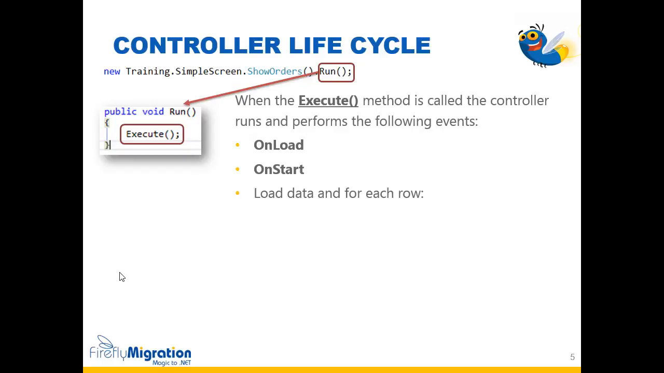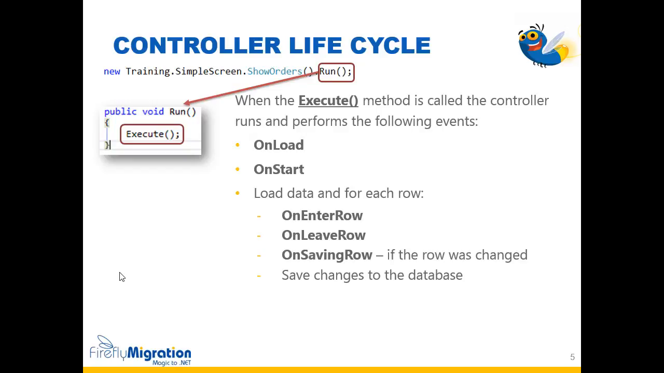Then the data will get loaded from the database, and for every row, the onEnterRow event and the onLeaveRow event will happen. The onSavingRow will happen for rows that were changed, and then those rows that were changed will be saved to the database. After the controller completes processing all of the rows in our view, or the user chooses to exit from a UI controller, then the onEnd event will happen, and eventually the onUnload.